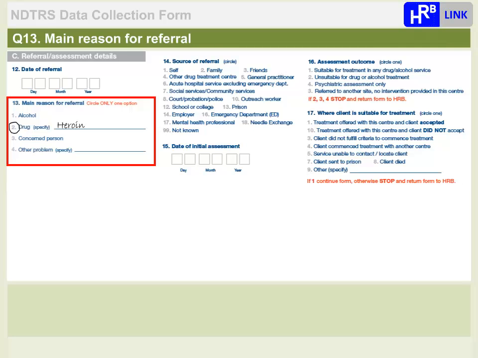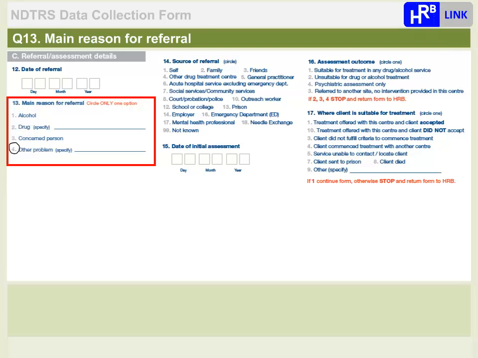A new option 3, concerned person, has been added to cater for service users directly affected by someone else's alcohol use or drug taking. If concerned person is specified, the whole form can be completed for these clients, in which case all questions relate to the treatment of the concerned person and not the substance abuser. This is entirely optional as this data does not form part of the NDTRS reporting.